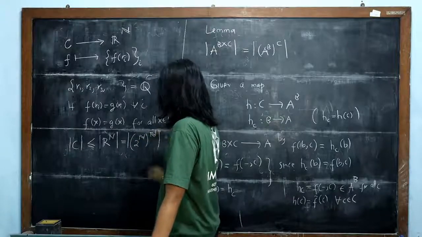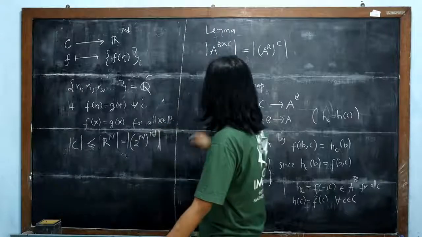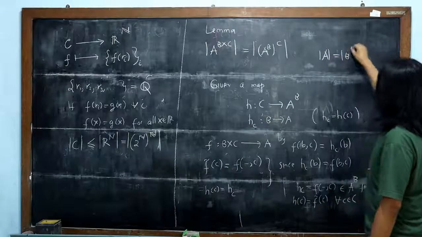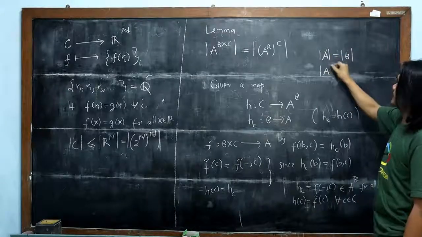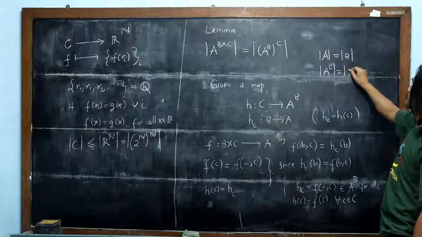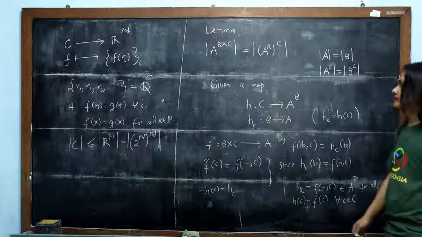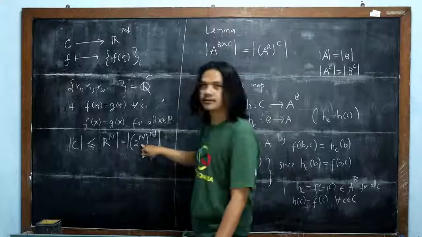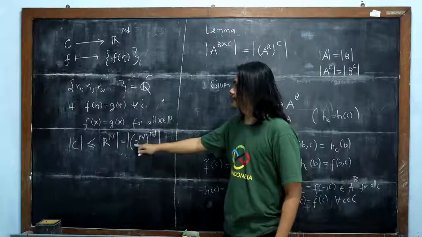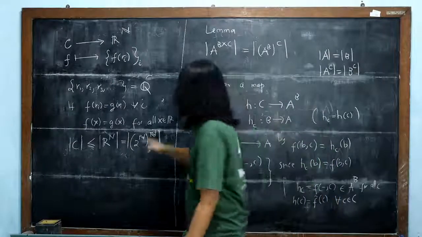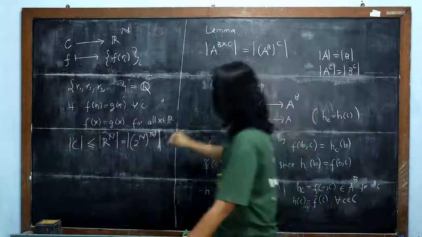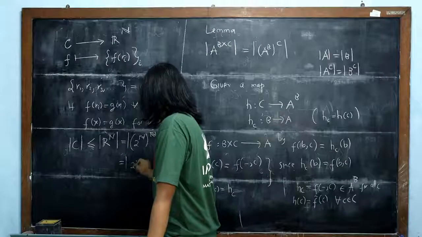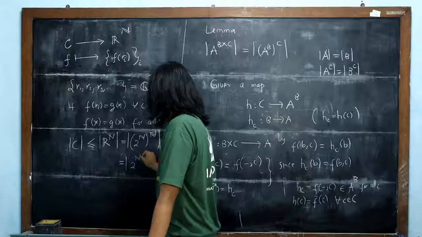Why can we use that? Remember that before we have a lemma which says that if the cardinality of A is the same as the cardinality of B, then the cardinality of A to the C is the same as the cardinality of B to the C. That's exactly what we are using here. Since the cardinality of R is the same as the cardinality of 2 to the n, then according to this lemma, this cardinality is the same as the cardinality of 2 to the n cross n.